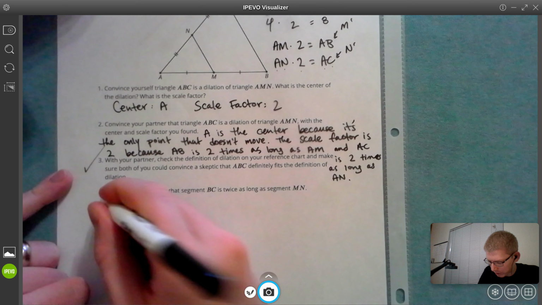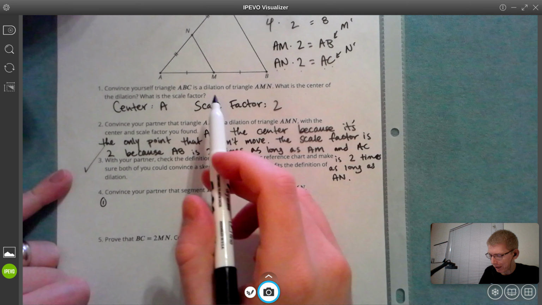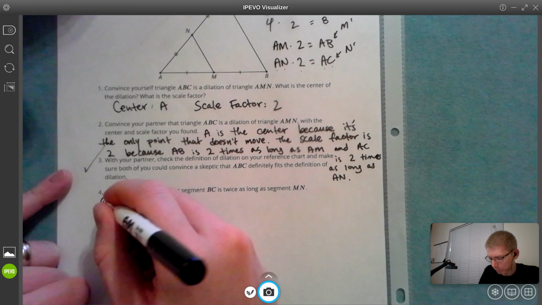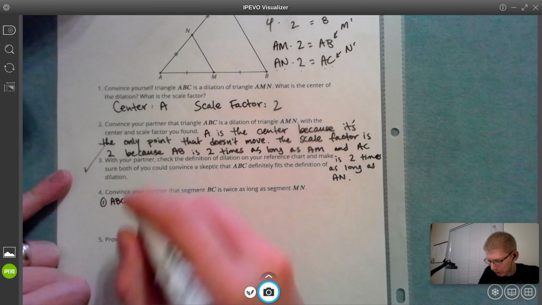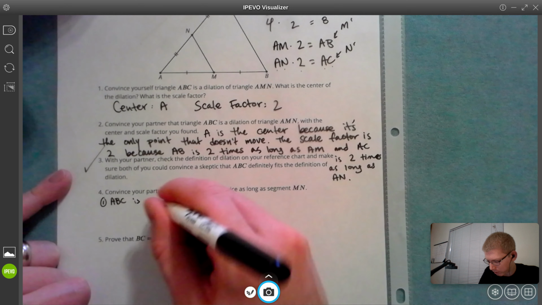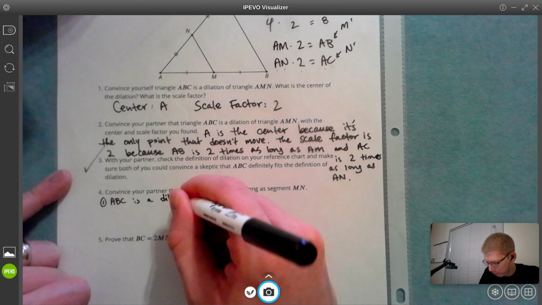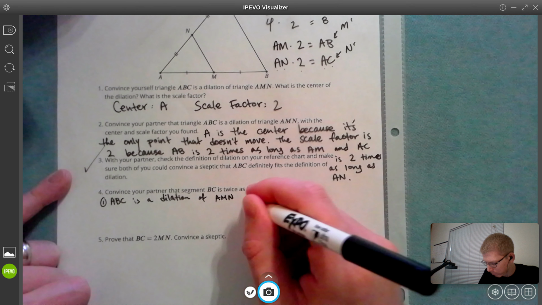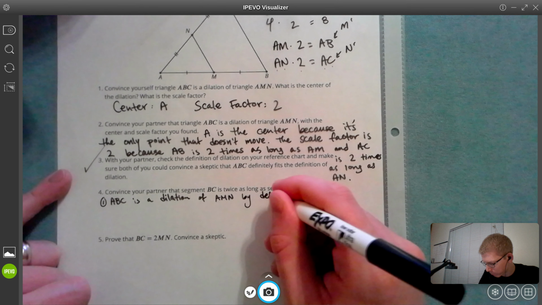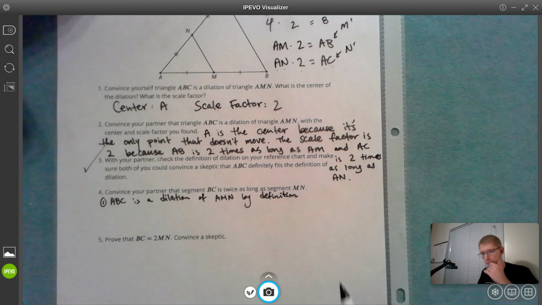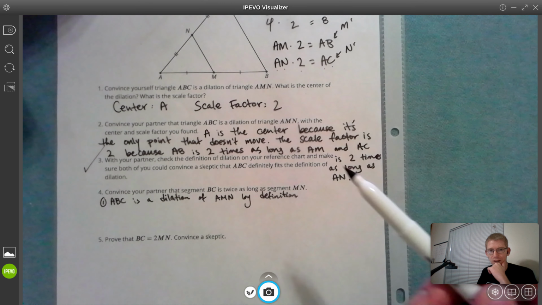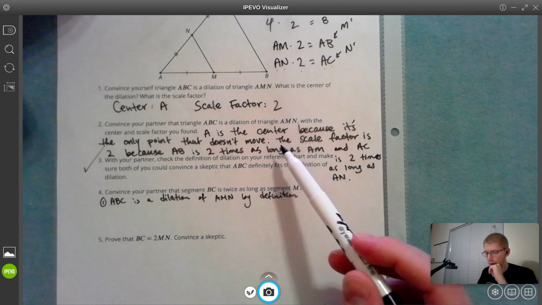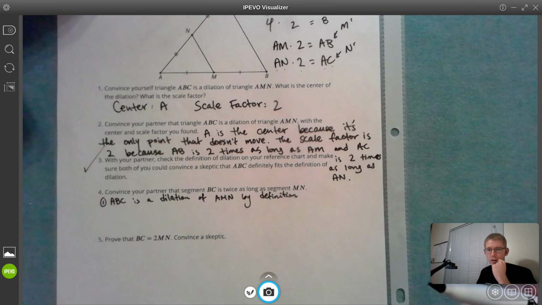And the first one is that ABC fits the definition of a dilation of triangle AMN, right? Okay, so ABC, the big triangle, is a dilation of AMN, the little triangle, by definition, right? We showed up here in question number 2 that it fits the definition of a dilation.